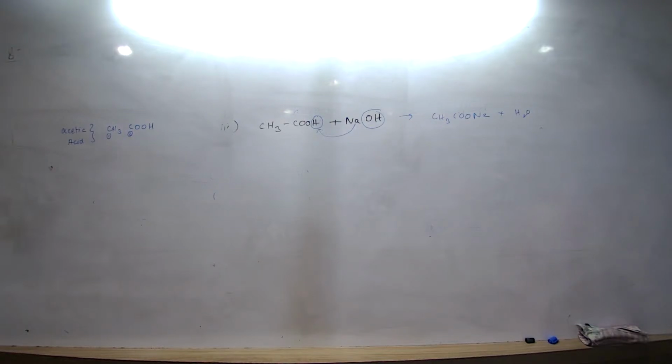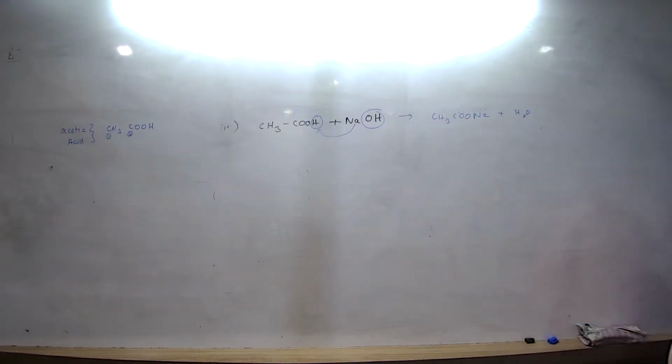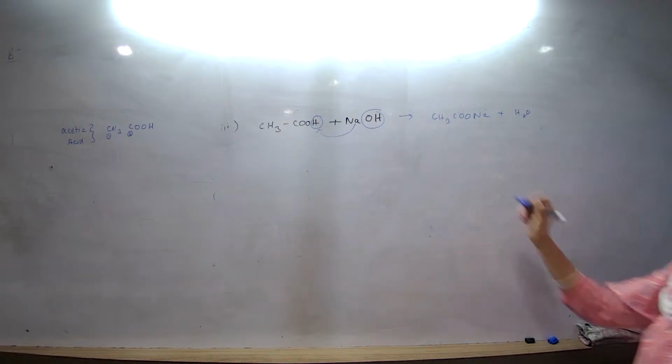Ethanoic acid. Write down one line. Ethanoic acid reacts with a base like sodium hydroxide to give you a salt. What is this salt called? Sodium acetate, also known as sodium ethanoate.